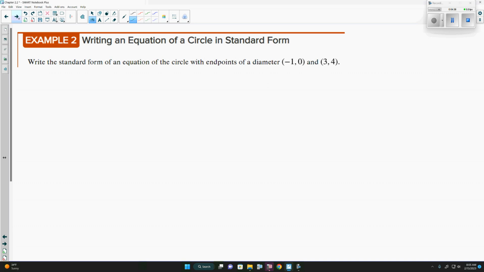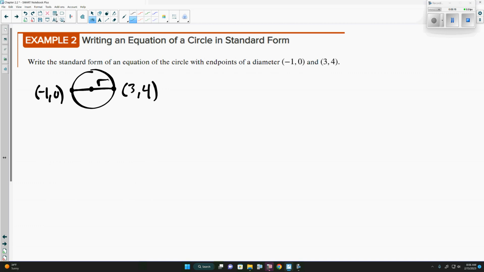Now the next type that we can have is we want to find the equation of a circle given the endpoints of the diameter. If I'm given 2 endpoints of the diameter, one of them is at negative 1, 0, the other is at 3, 4. When we connect them together, we get the diameter. Well, we know what half the diameter is. Half of the diameter is the radius.